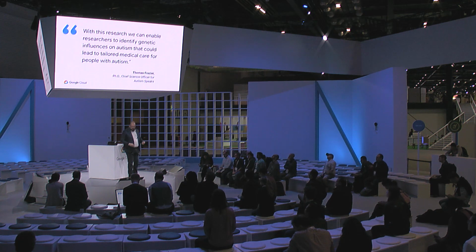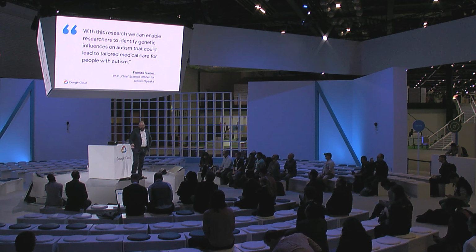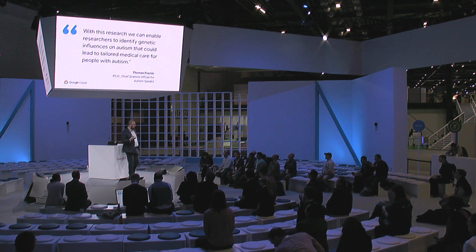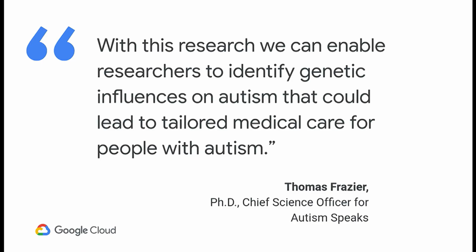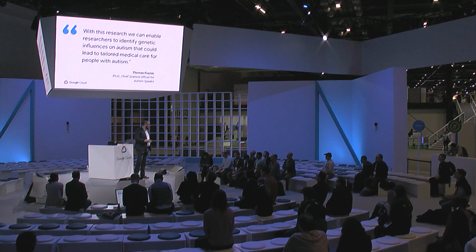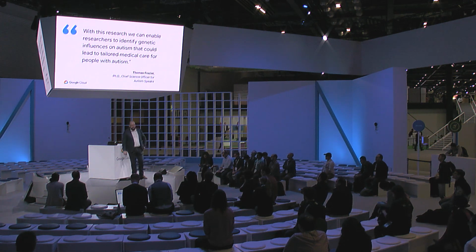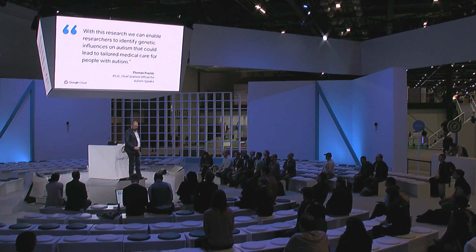Thomas Fraser, who's the chief scientific officer for Autism Speaks, I think this says a lot about what we're trying to do as cloud healthcare and life sciences. But with this research, enabling researchers to identify genetic influences on autism that can lead to tailored medical care for those individuals, and really getting to the opportunities for true improvements in treatment and diagnosis is what we're here to accomplish, and it highlights our mission as an organization.